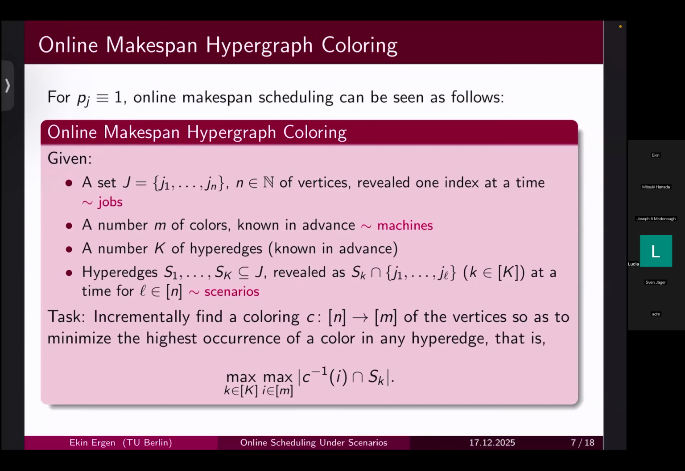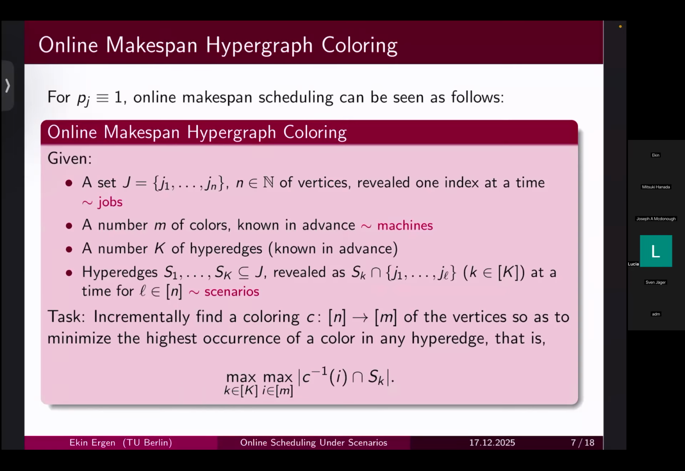hyperedge. So this T inverse I intersection SK is simply the number of jobs in a machine in a scenario. That's exactly the same formula. There we had the sum of the processing times, but now since the processing times are assumed to be uniform, we just say it's the number of such jobs that are assigned to the same machine. Now it's called color, and belong to the same scenario. Now it's called a hyperedge.